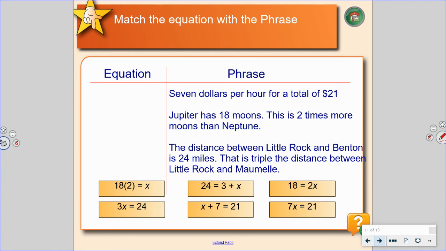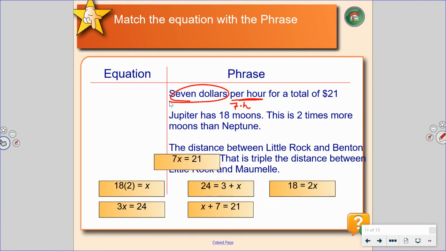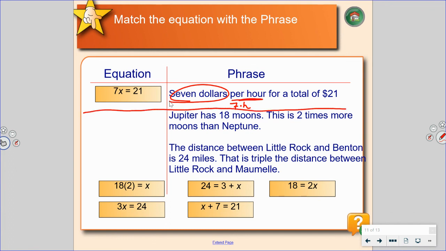All right, let's start. $7 per hour. There's that per again. $7 per hour. Total of 21. Which of those will match up to it? Instead of using h, they use x so they didn't give it away. And so there goes the first one. Take a look at the second.